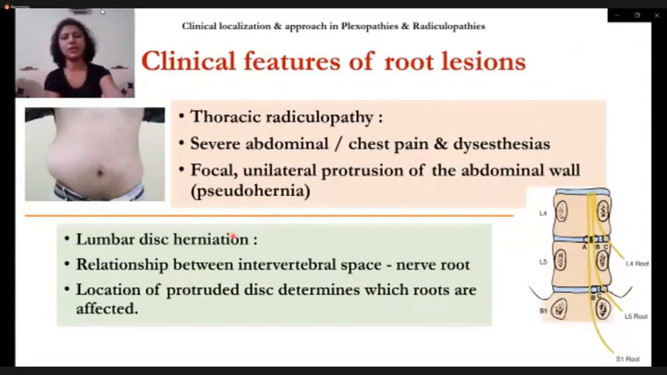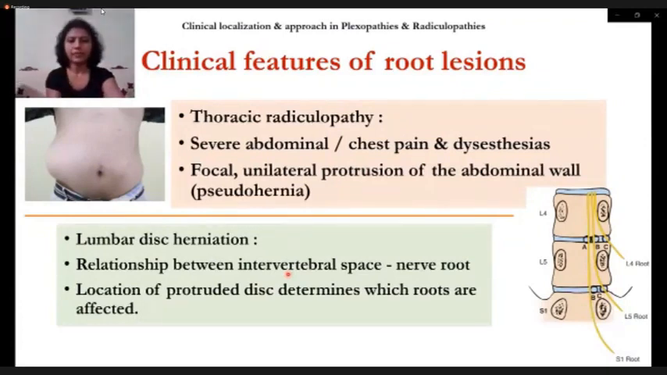One must also take into cognizance the intervertebral space nerve root relationship while localizing these root syndromes in the setting of a lumbosacral disc disease. Almost all the lumbar disc herniations occur between the L4-L5 and the L5-S1 disc space. Not only the inter-disc space level, but also the location and the direction of the protruded disc is important because this determines which roots are predominantly affected.